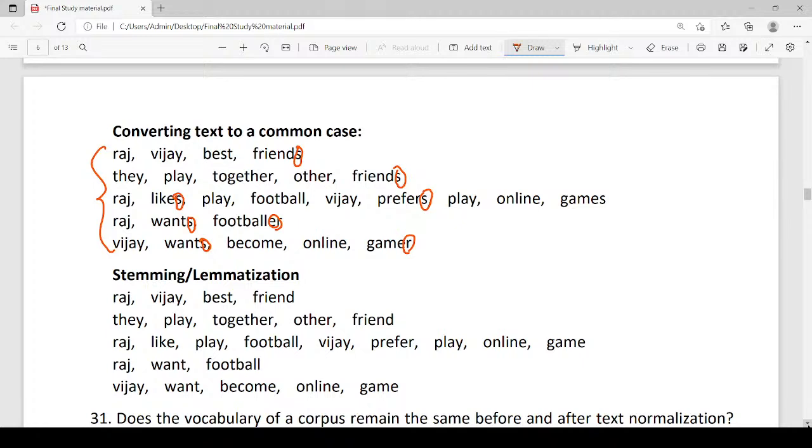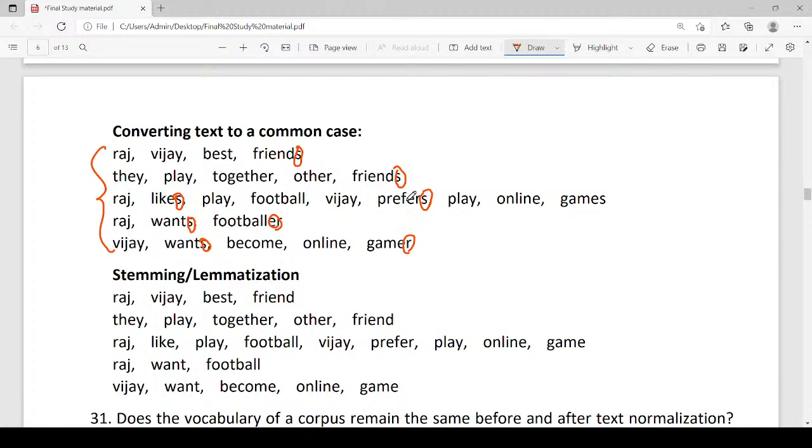Does the vocabulary of a corpus remain the same before and after text normalization? Do you think the vocabulary of the words is going to remain the same before and after the process of text normalization? Do you think so? Yes? Is it going to be the same? Or is it going to be different?